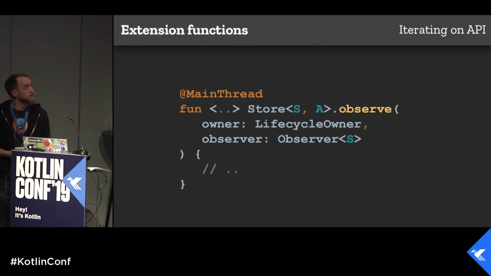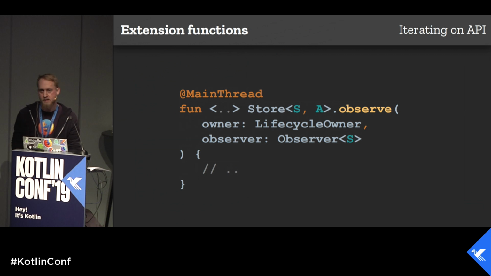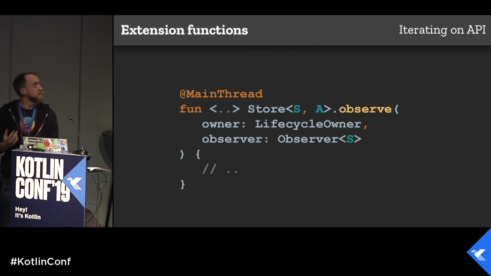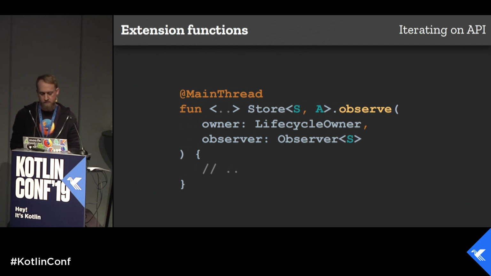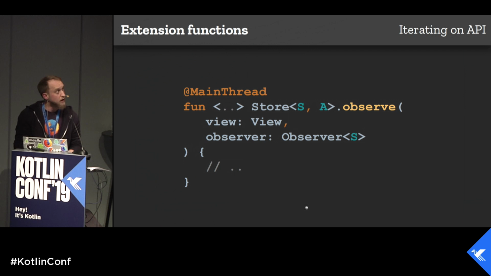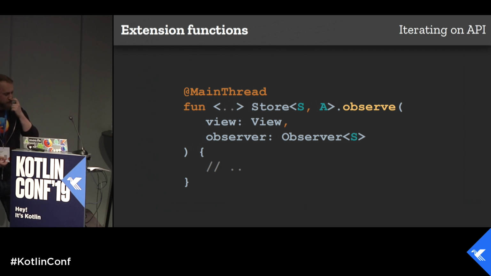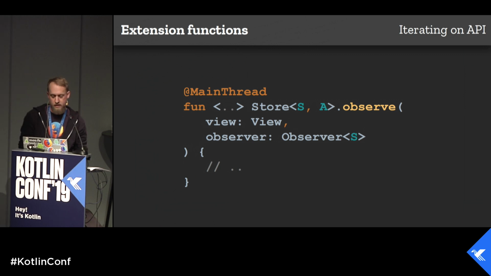Extension functions were a great language feature for that because they allowed us to keep the store as is, plain and simple, and then have those extension methods to iterate on the API. So one of the first options we tried is to pass in a lifecycle owner because then we can cancel, pause, and resume automatically, and you do not need to care about this. In some situations, we noticed that it's very hard to get access to the lifecycle owner deep down in the code, but often we had access to a view. So another API we tried is using a view, and whenever this view gets detached, we automatically unsubscribe from the store.